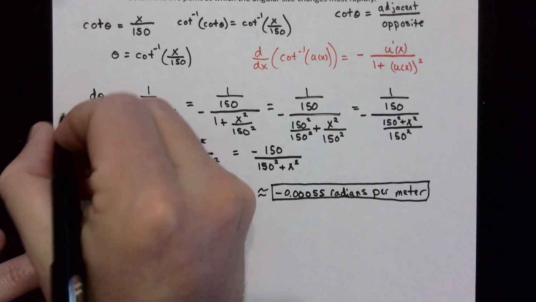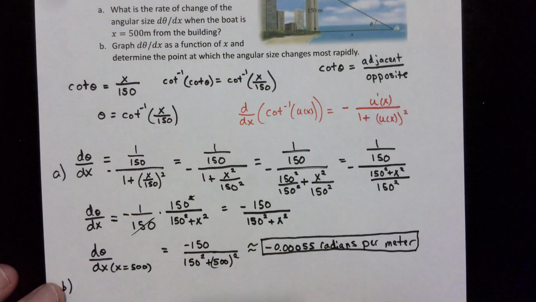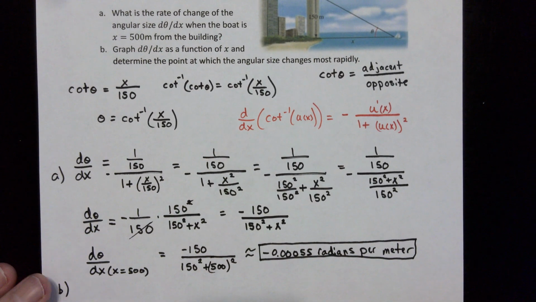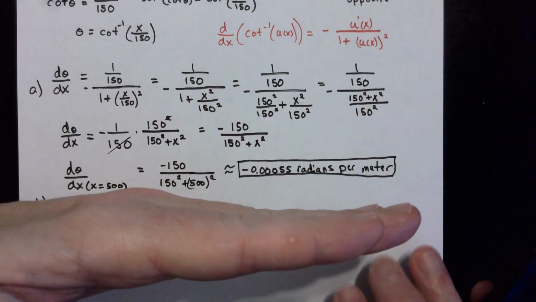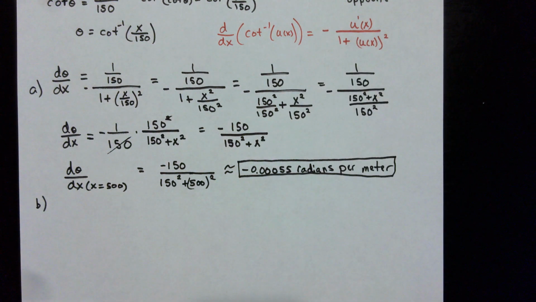Okay, that's A. Now for B. B says graph dy dx, so graph this derivative function, and determine the point where the angular size changes the most rapidly. So if we're graphing the derivative function, if it's changing the most quickly, it's the farthest away from the center axis. The center axis going this way. The farther away it is, either on top or at bottom, the more rapidly it's changing. So let's go to our calculator here.